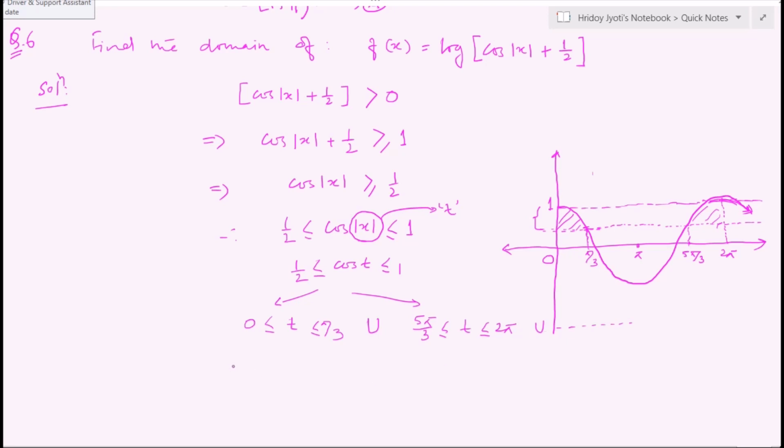So how to generalize this result? T is lying between 2 n pi and 2 n pi plus pi by 3, or between 2 n pi plus 5 pi by 3 and 2 n pi plus 2 pi.